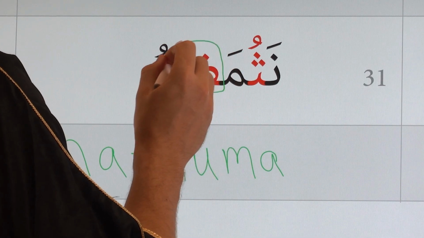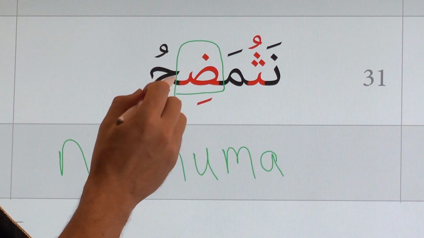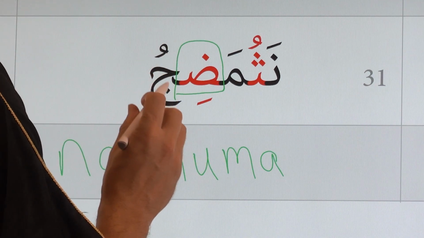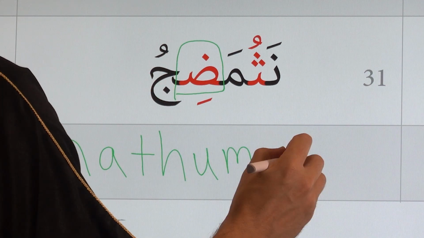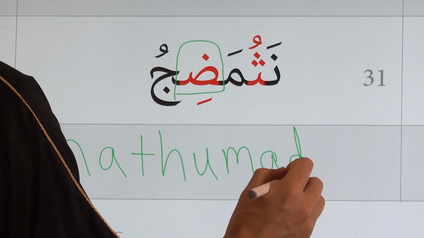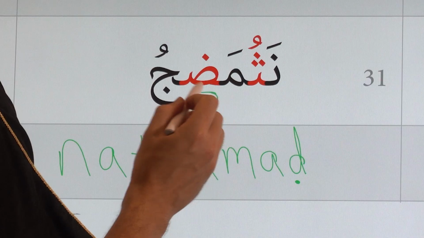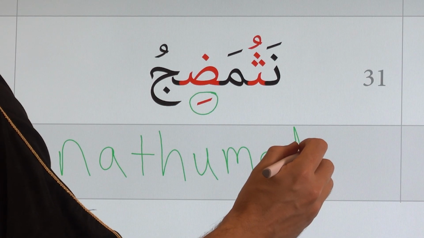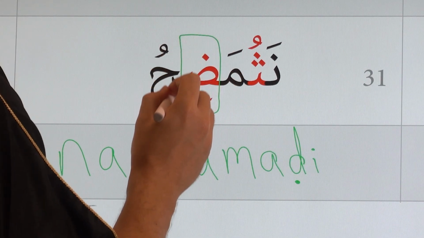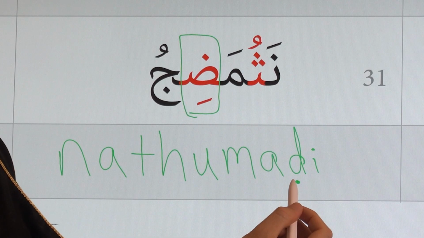Next, in the middle of a connection, we find a snail-like shape with one dot above, meaning this is the letter Dad. So we write a D for the letter Dad with a dot beneath, indicating that it's heavy. And beneath the Dad, we find a Kesra, so we write an I for the Kesra. So the Dad and Kesra would be pronounced Di.